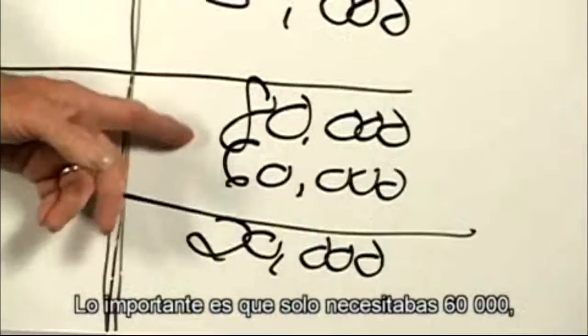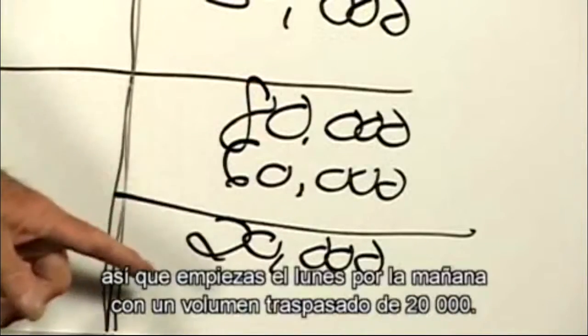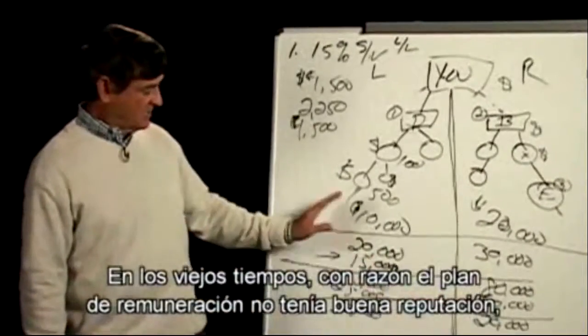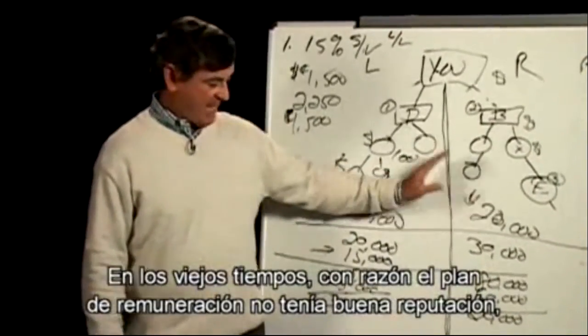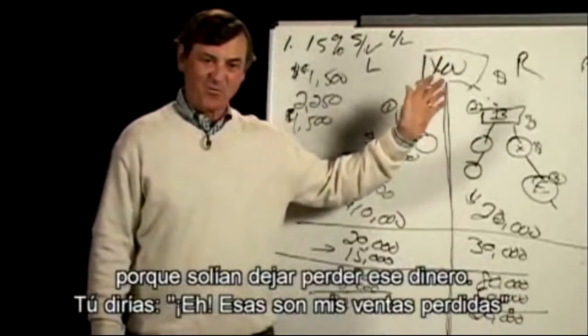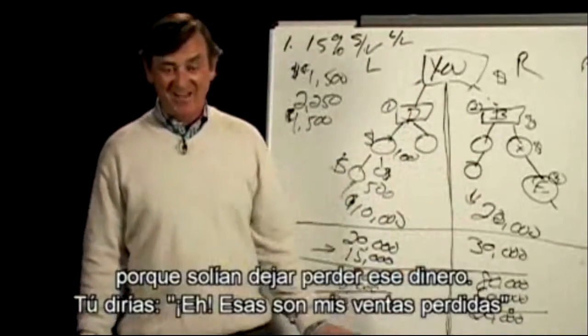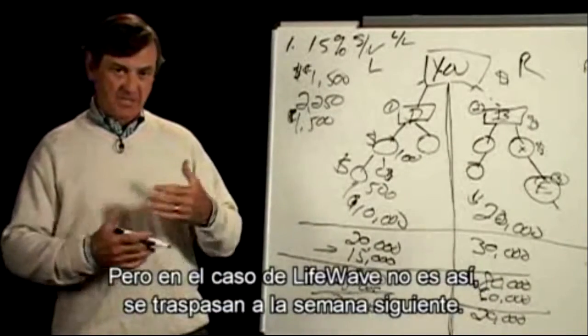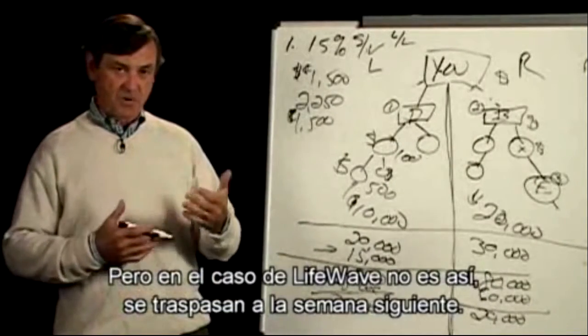But the bottom line is that you only needed 60, so you start Monday morning with carryover volume of 20,000 in volume. Now, in the old days, this compensation plan had kind of a bad rap, and justifiably so, because they used to flush all that away. You say, hey, that's my sales, it's gone, right? Not the case with Lifewave. It just keeps carrying it over and moving it forward.